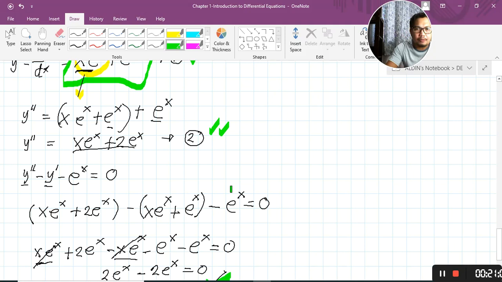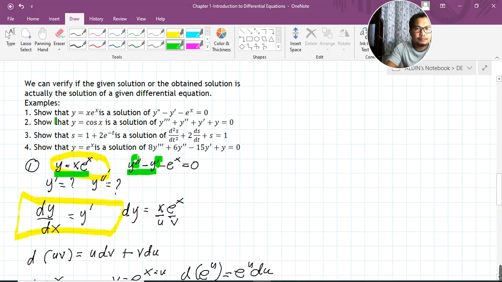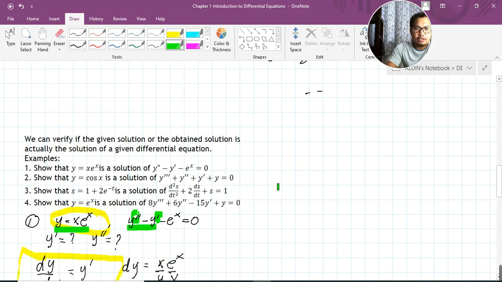So, let's go to the second example. What is our second example? This one, let me copy it. This is easy, because it's a trigonometric function and only one is given. It just involves sine and cosine. So let us solve example number 2. Show that the solution y is equal to cosine of x is a solution of the third derivative of y plus the second derivative of y plus the first derivative of y plus y is equal to 0.